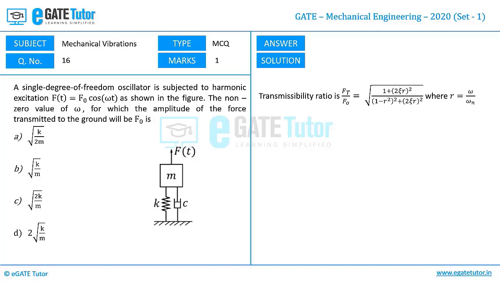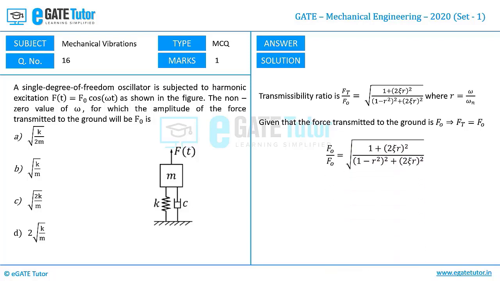In this equation, Ft is the force transmitted to the ground and F naught is the amplitude of external excitation. This can be observed from the equation of external excitation given, that is f of t is equal to F naught cos omega t. It is also given in the question that the amplitude of force transmitted to the ground is equal to F naught. Let's substitute this in the above equation of transmissibility ratio.